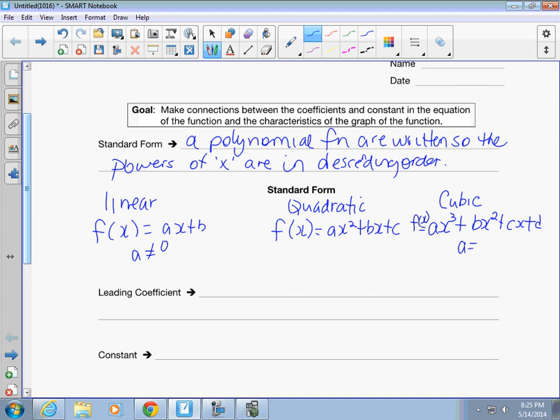And for each one of these, your a can't be equal to 0, because if our a was equal to 0 there, then that would get rid of our x squared. So then we'd just be at bx plus c, which would be a linear function, so it would no longer be a quadratic.